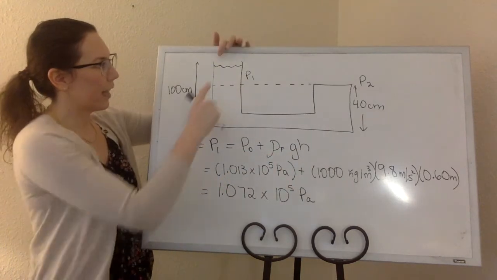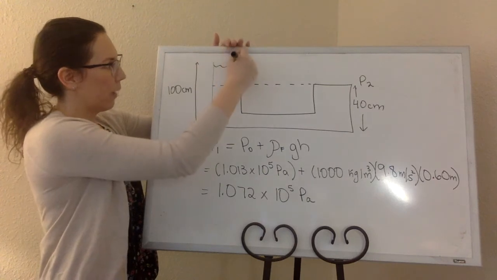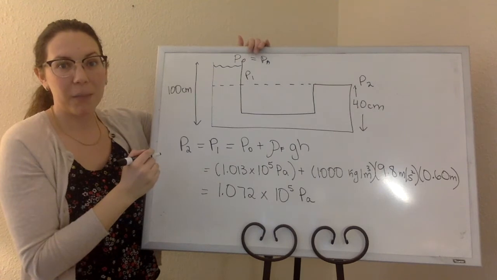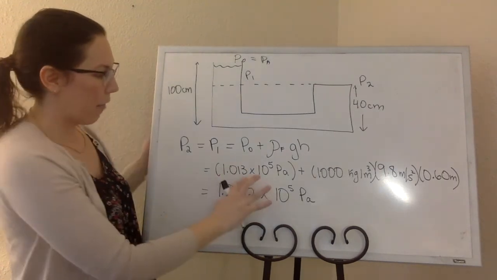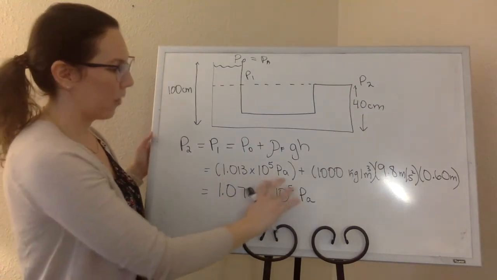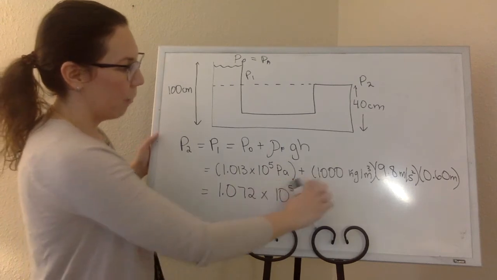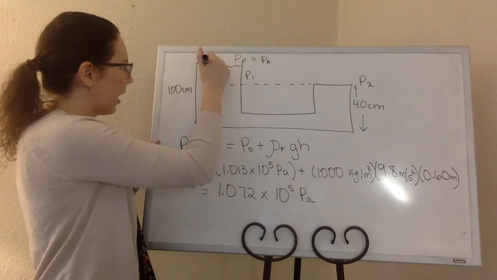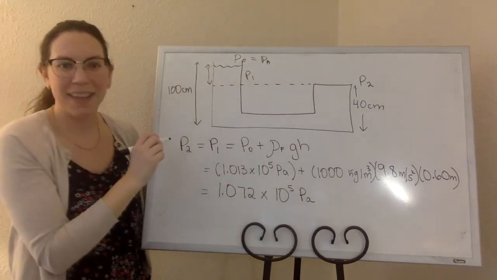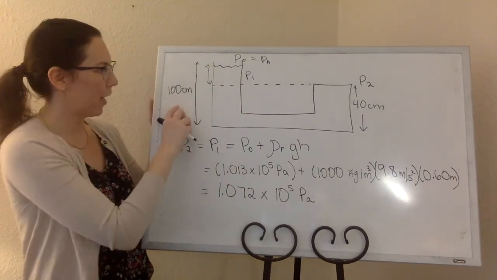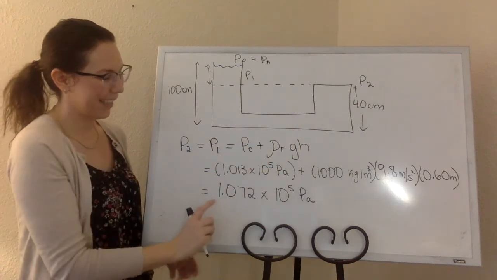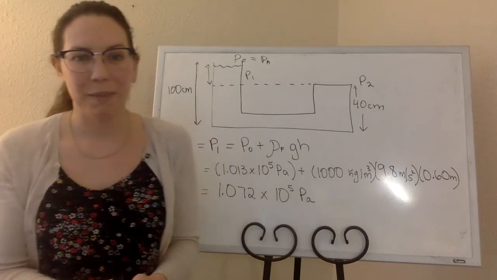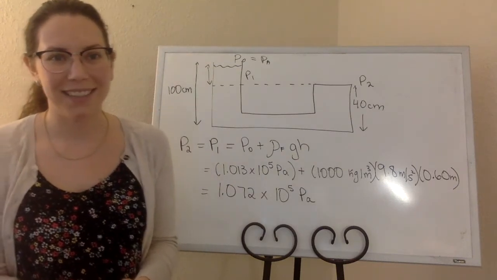And this is easier to calculate over here because we know that the pressure at the top of the region is equal to atmospheric pressure on this side. So we have atmospheric pressure, 1.013 times 10 to the 5 pascals, plus the density of water times G times just this height here. My diagram's not quite to scale, but that should be 0.6 meters. We have 100 centimeters minus 40. And calculating that, we get 1.072 times 10 to the 5 pascals.